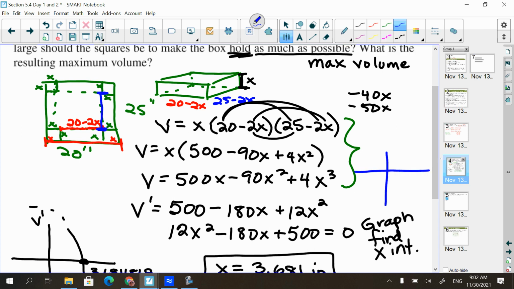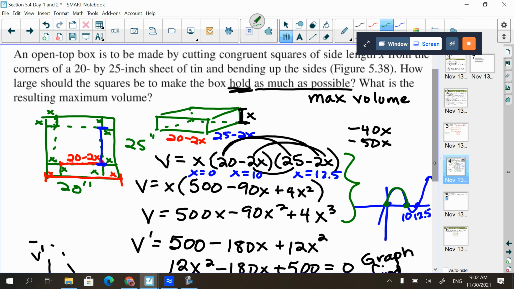So let's talk about this original equation. If it's in this form right here, it equals 0 at x equals 0, x equals 10, and x equals 12.5. So it's crossing the x-axis at 0, at 10, and at 12.5. It's a cubic. It's coming up like this, down like this, up like this. The only part of this problem that's usable, that makes sense, is this part right here. If you plug in 25, then you're saying the x cutout is 25. Can this be 25 if that side is 25? No. So yes, it's giving you an answer, but it's not an answer that makes sense in the problem. It's not a logical answer, right?